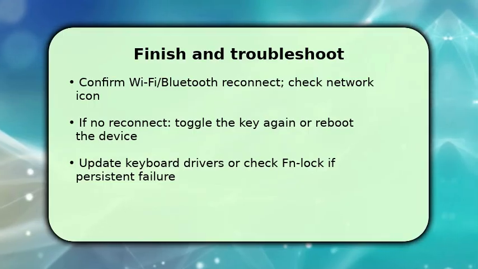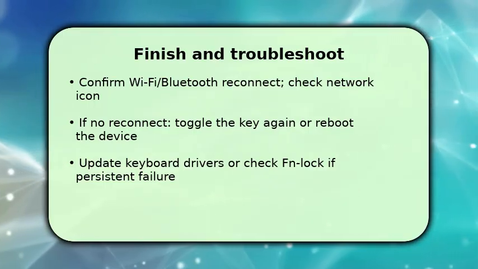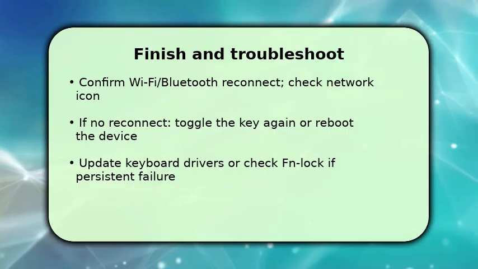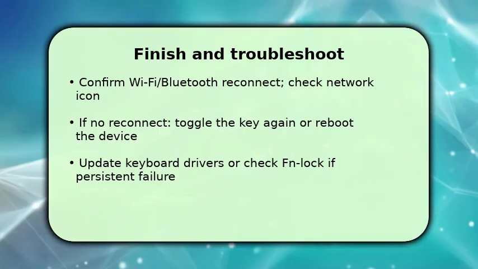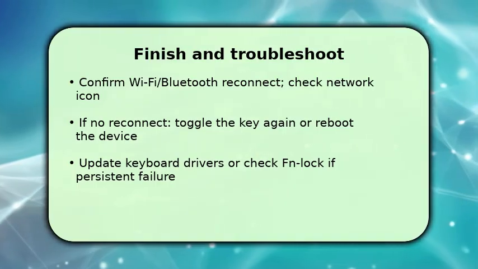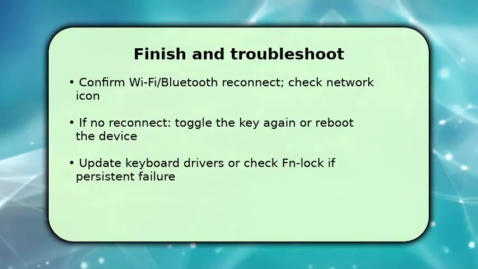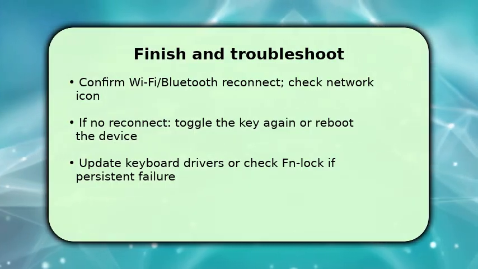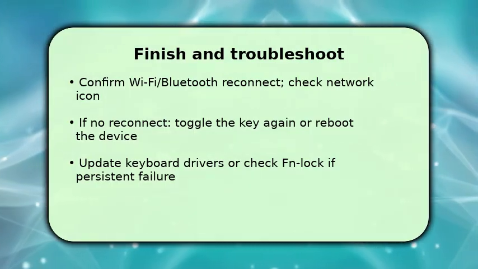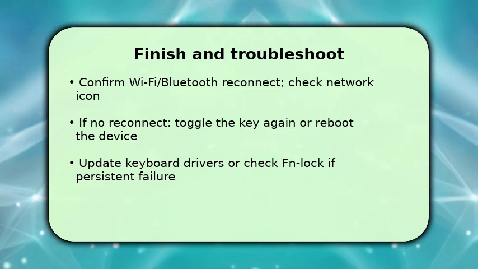If radios do not reappear, try pressing the airplane key combination once more, then wait a few seconds. Make sure FN lock isn't preventing the function layer. If still blocked, reboot the device to clear hardware state. For persistent issues, update keyboard or system drivers and consult the keyboard's FN lock setting. This resolves most stubborn airplane mode toggles.